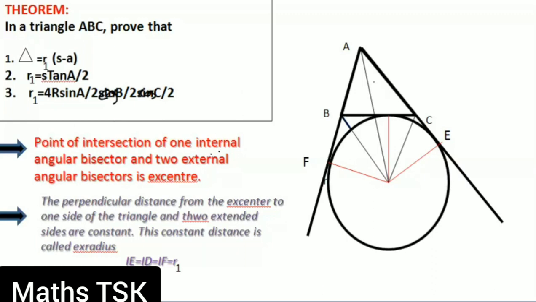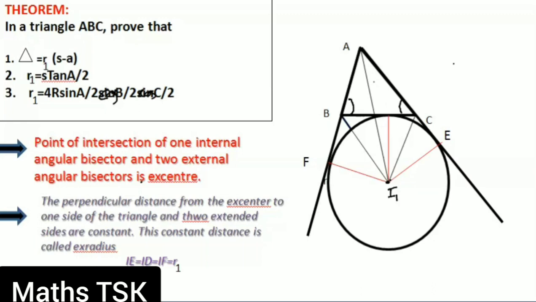First of all, what is meant by excenter? Point of intersection of one internal angular bisector and two external angular bisectors. So look here, for an example, there is a triangle ABC. Internal angular bisector through A is drawn, and there are external angles at B and C, so external angular bisectors through C and B are drawn. All these three, A to I1, B to I1, C to I1, all intersect at a point. This is called the excenter opposite to vertex A.